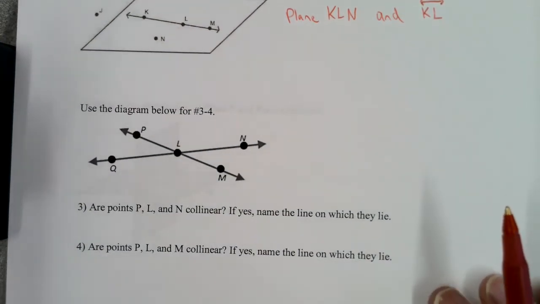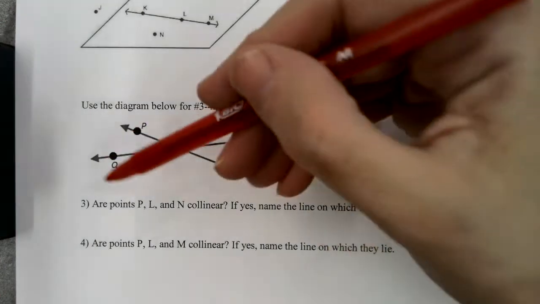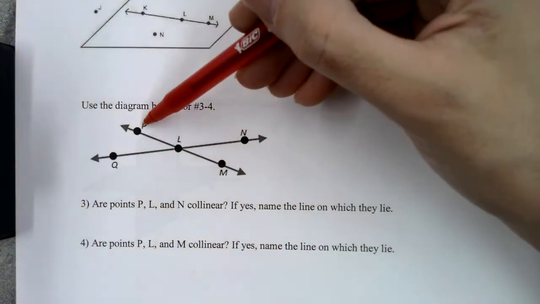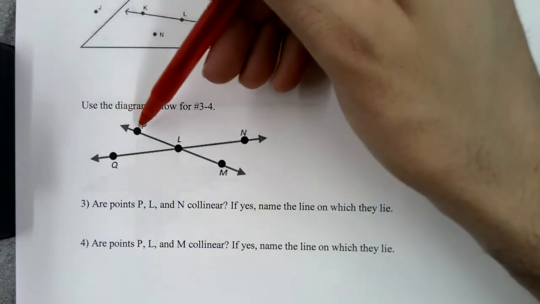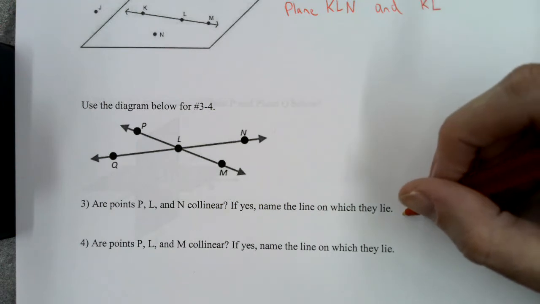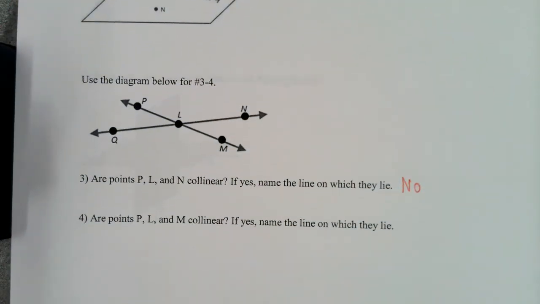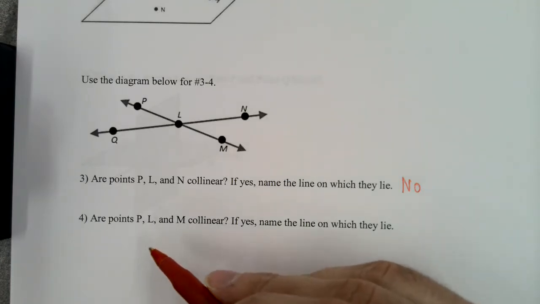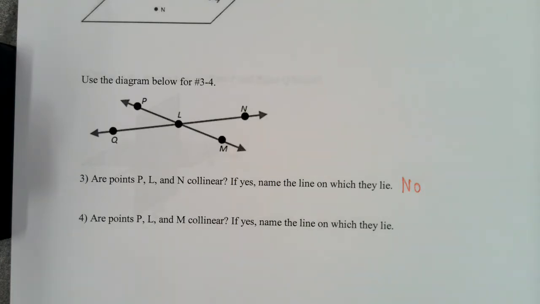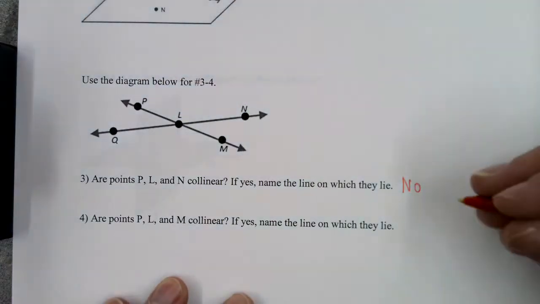Okay, use the diagram below for numbers 3 and 4. Are P, L, and N collinear? Well, that's P, that's L, that's N. They are not on the same line, so they are not collinear. So the answer for that one is simply no. Are points P, L, and M collinear? P, L, and M, yes, they are on the same line, so that one is yes.